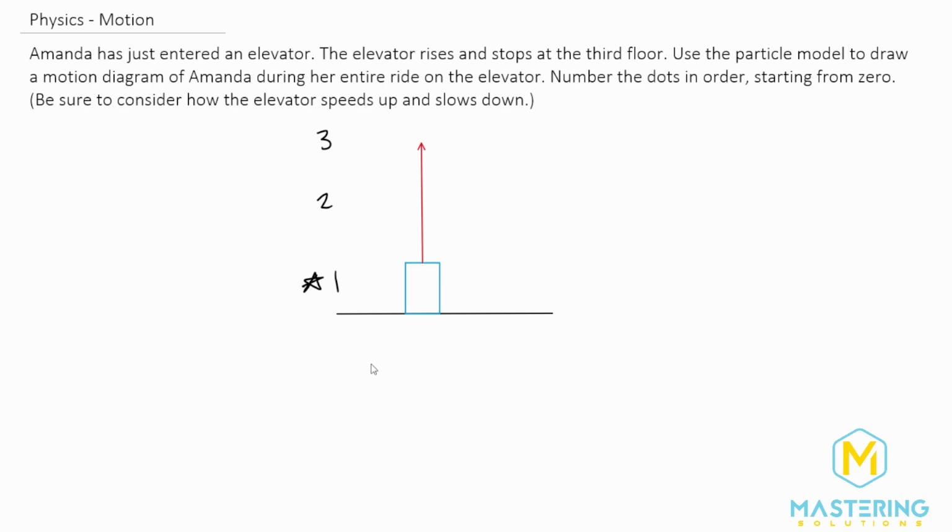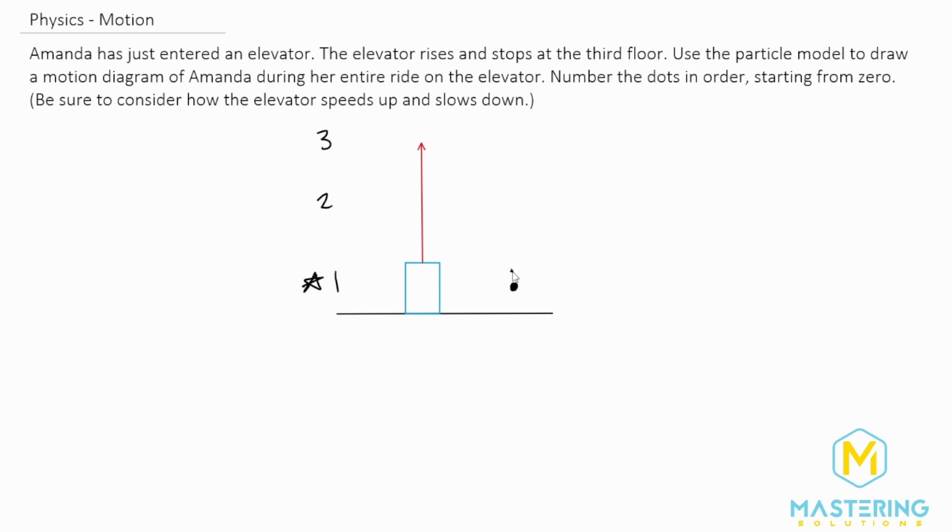So technically with the particle model, we don't need all this here, but I like to have it just because it helps me see it better. So with the particle model, we use dots to represent the object and the motion. So we're going to draw a dot right here to say it starts. Now with an elevator, obviously whenever it first goes, it doesn't just jolt and go super fast when it goes up high. It starts off and eases a little bit and then speeds up.